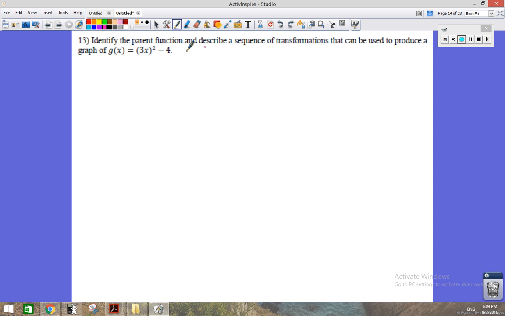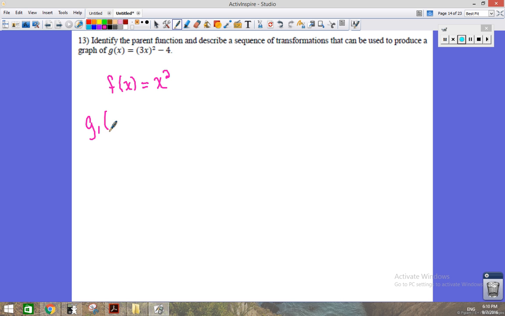So when I look at this, first it asks me to identify the parent function. Since this x is being squared, I know that my parent function, the function that I'm going to start these transformations with, is x squared.